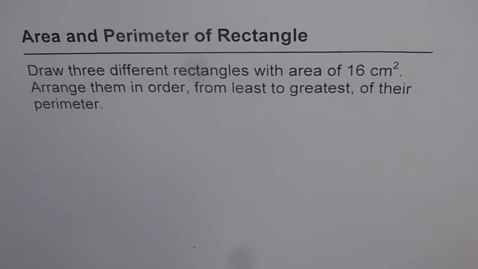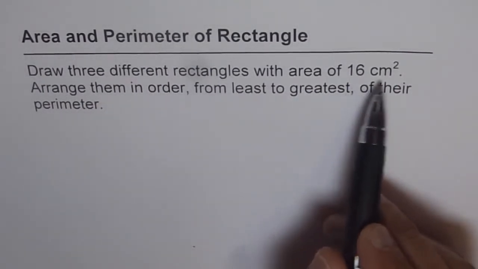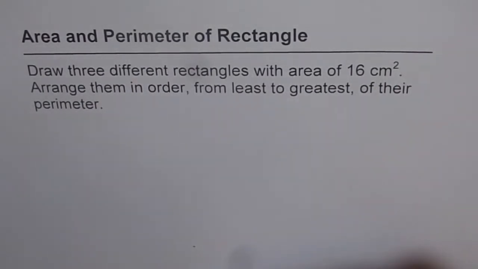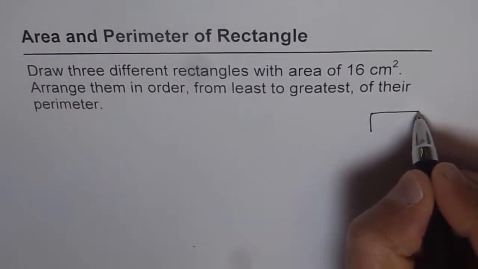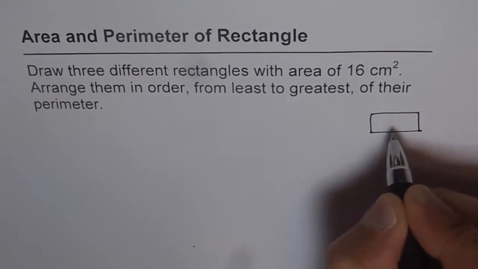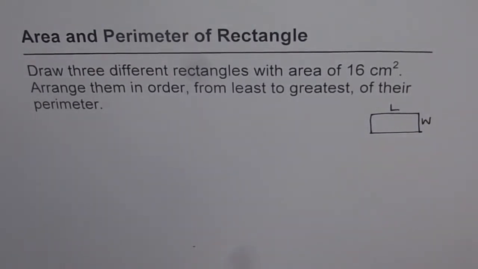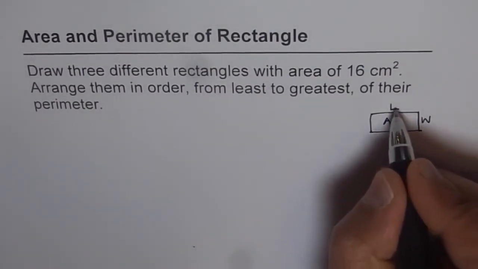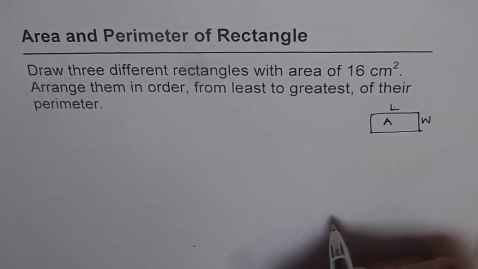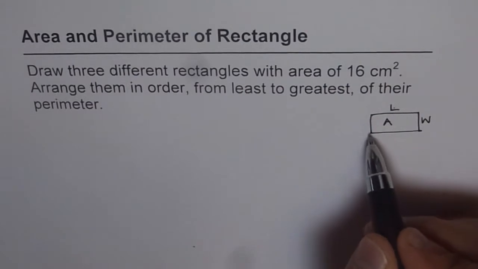Okay. So when we say draw three different rectangles with area of 16 centimeters square, what is a rectangle? Rectangle is something like this, right? It has length and width, right? So let's say this is length and that is width. And we are trying to draw a rectangle which has some length and width. And what is the area? Area is length times width. How about perimeter? Perimeter is sum of all the sides.